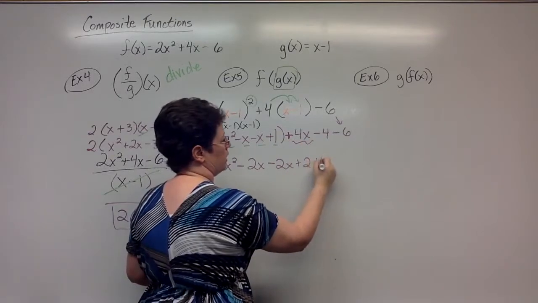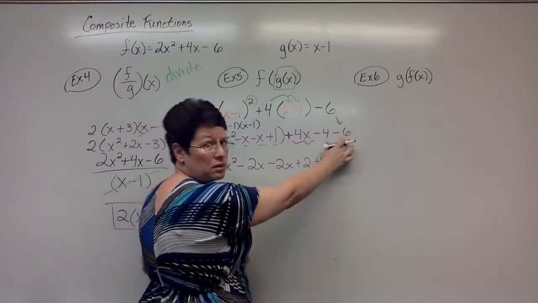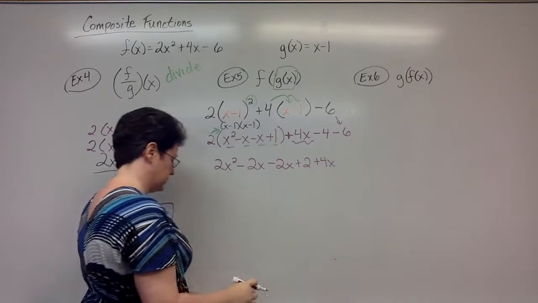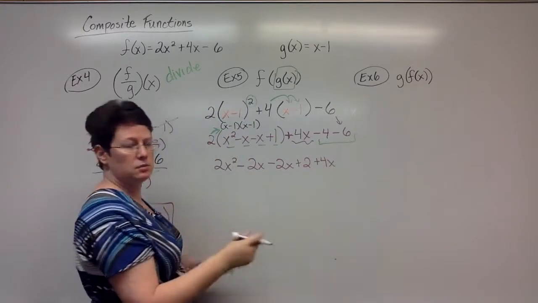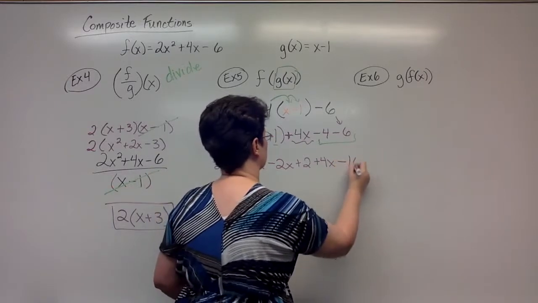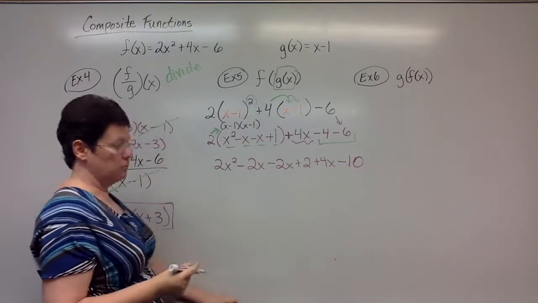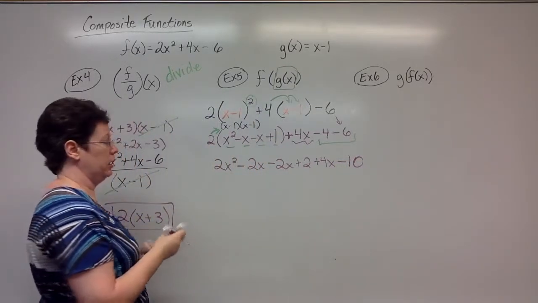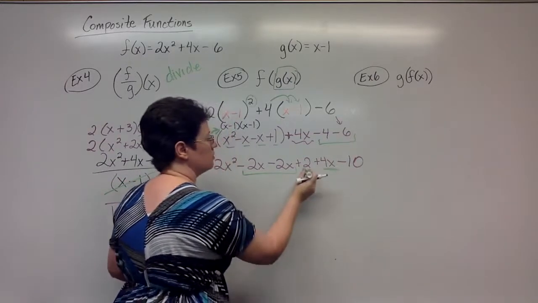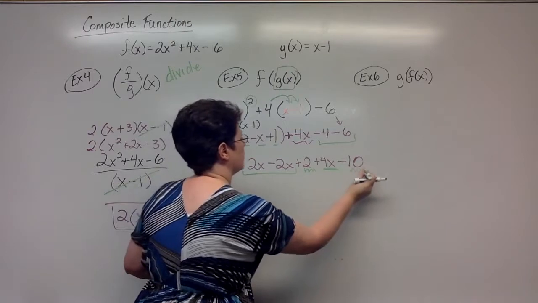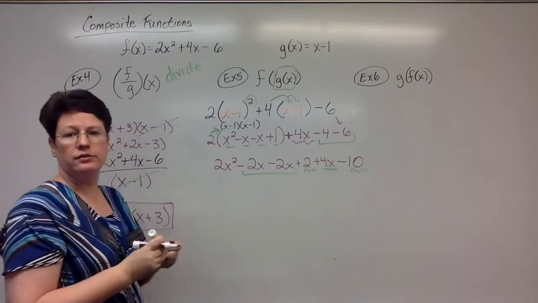Dropping down that 4x. I'm going to go ahead and combine these. Is that okay with you guys? Just going to combine them. Minus 4 and minus 6 gives me minus 10. All right, well, we're not done combining, are we? I got a little ahead of myself. Look at that. We got some x's we can combine, and then we got another constant in there that we're going to have to combine.